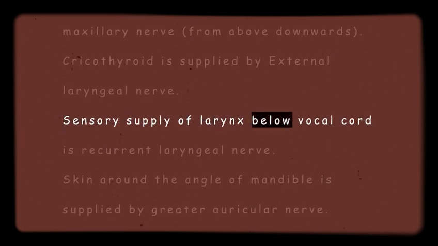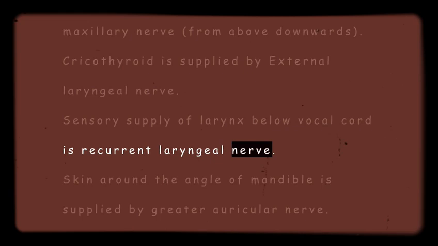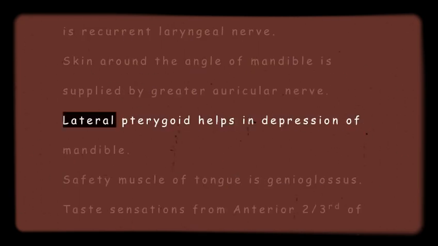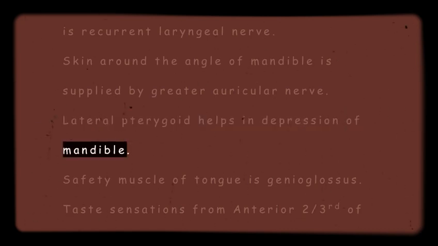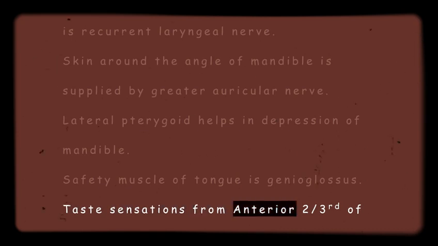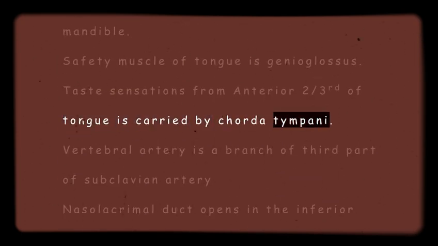Sensory supply of larynx below vocal cord is recurrent laryngeal nerve. Skin around the angle of mandible is supplied by greater auricular nerve. Lateral pterygoid helps in depression of mandible. Safety muscle of tongue is genioglossus. Taste sensations from anterior 2/3 of tongue is carried by chorda tympani.